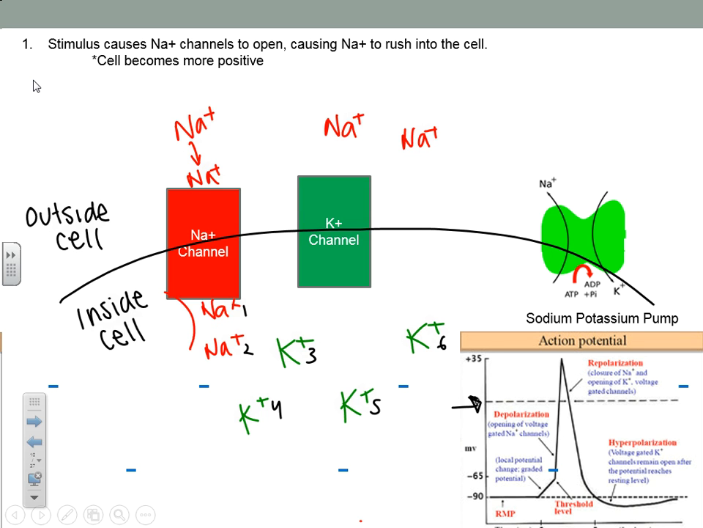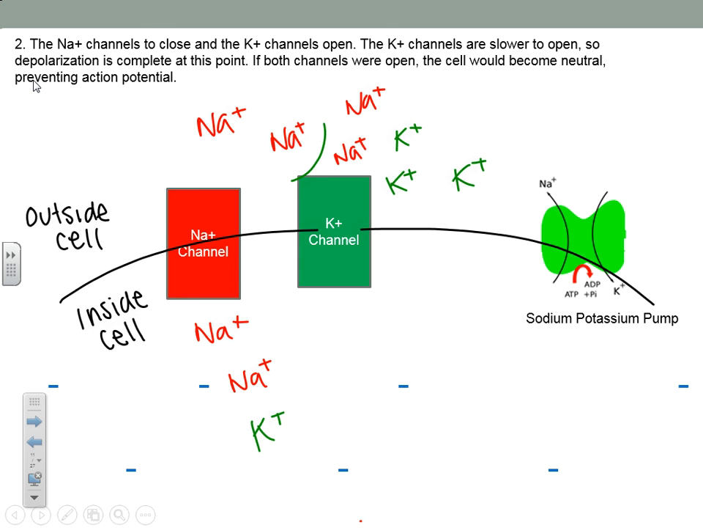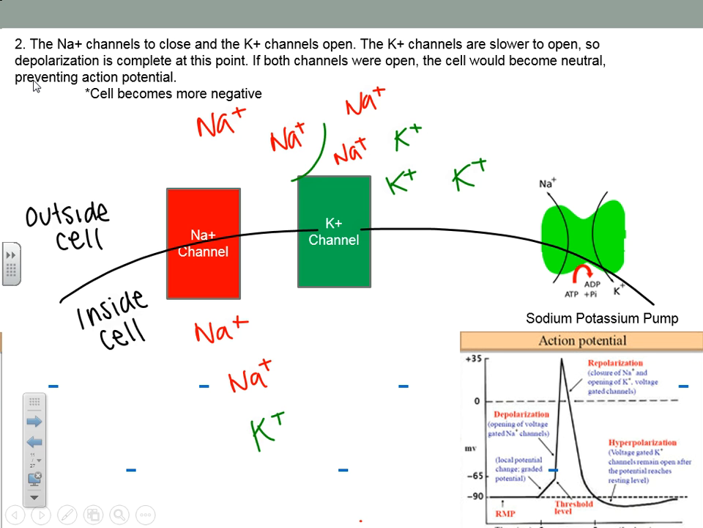So here, remember, we became more positive, so that was depolarization because the sodium channel opened up and the sodium were rushing in. Now we have potassium leaving, and since potassium are positively charged, now overall, based on this image here, I've got overall just 3 positive charges here, so this has become more negative. Okay, so this would be repolarization.